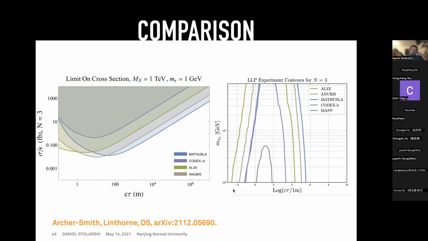Similarly, you can fix the cross section and vary the pion mass, and still the lifetime is on the horizontal axis. And again, you see that they're very different. Mostly the lifetime is the most important thing, but you get different expected constraints or expected limits for the different experiments.